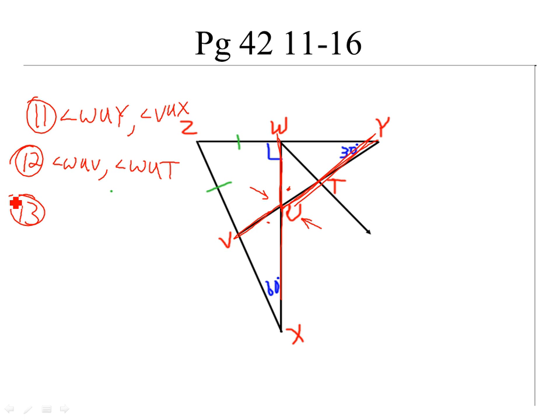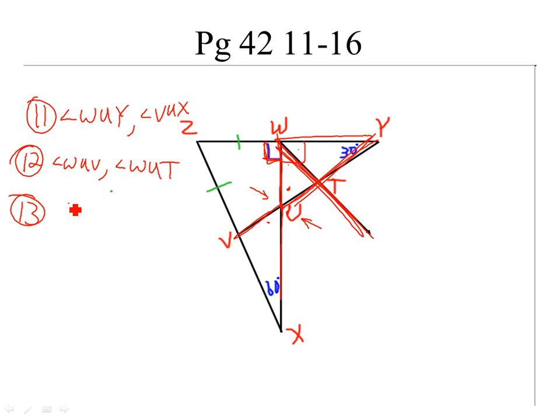13 says name a pair of complementary adjacent angles. Complementary adjacent angles means that they have to add up to 90 and they have to share a side. Well, if I look up here, that angle is 90. These 2 over here then together have to be a right angle, and they share a side, so I can just use those 2.